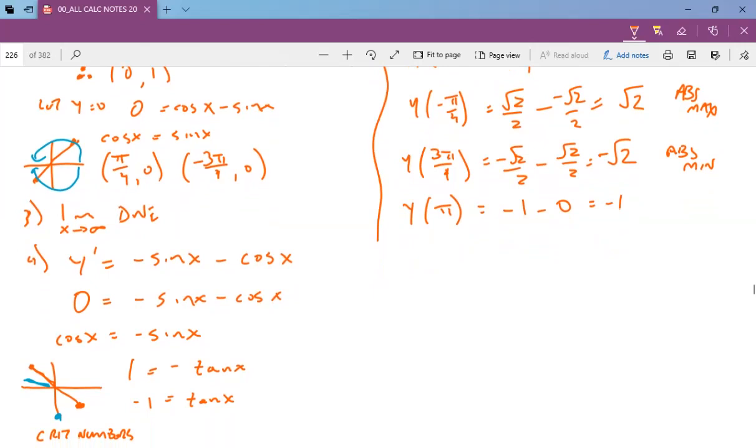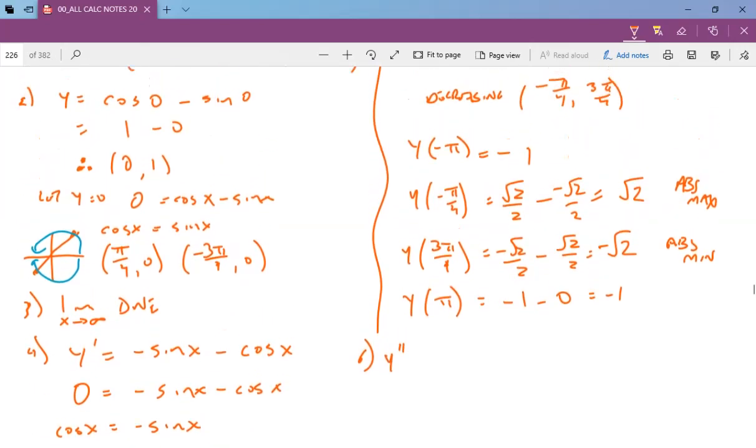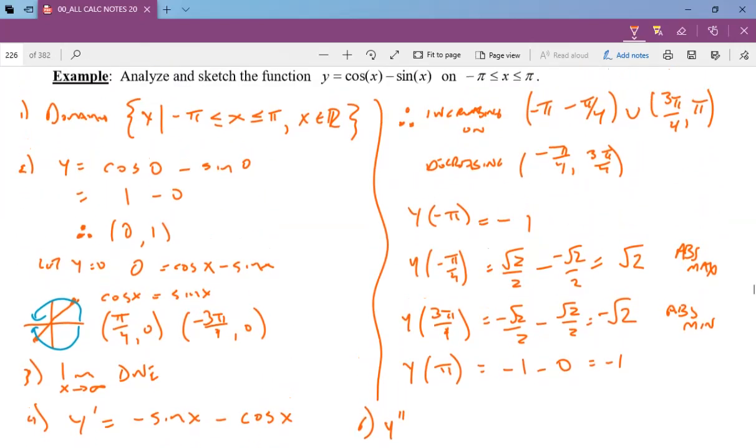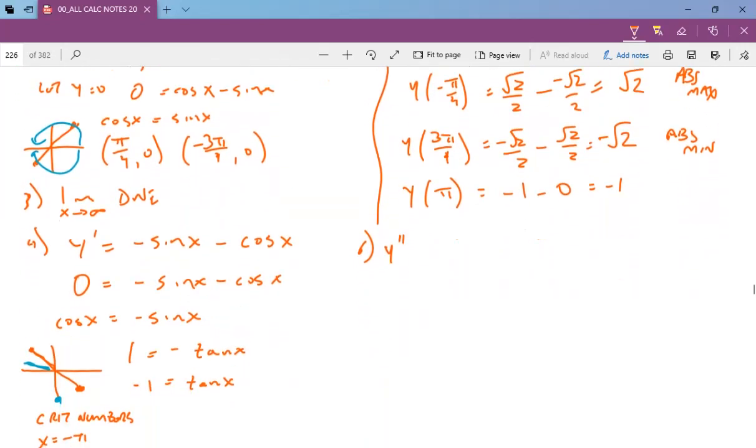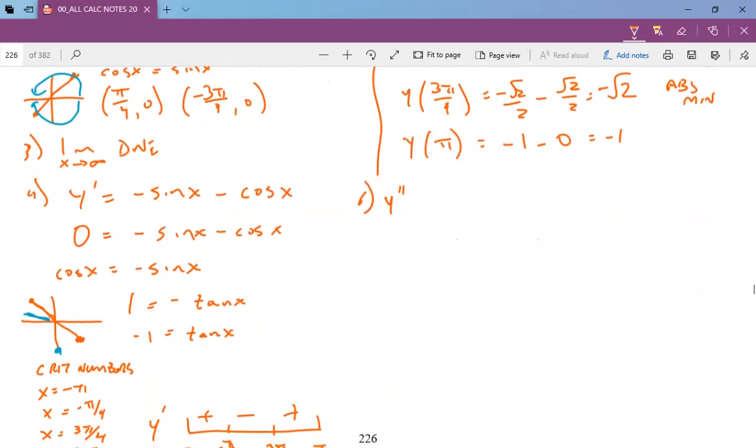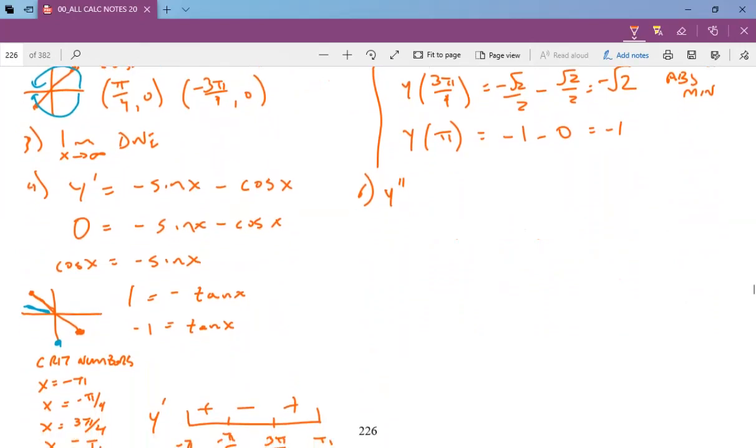All right, our next step is to look at the second derivative test. Maybe I should be numbering these. So this is part 6. This here was part 5, where we were looking at relative and absolute maximum.